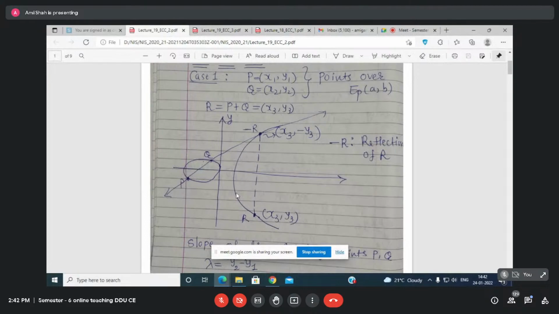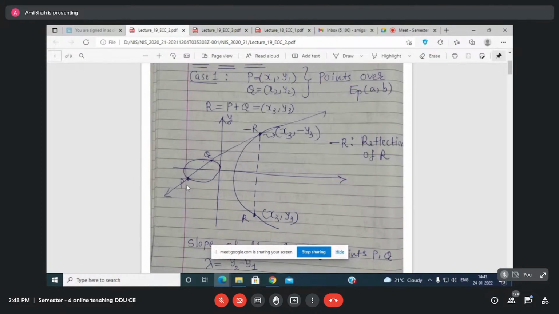If you want to find the value of R, that is (x3, y3), there are three different cases that you have to remember. This is case number one. In the first case, the two points P equals (x1, y1) and Q equals (x2, y2) have different x coordinates and different y coordinates.